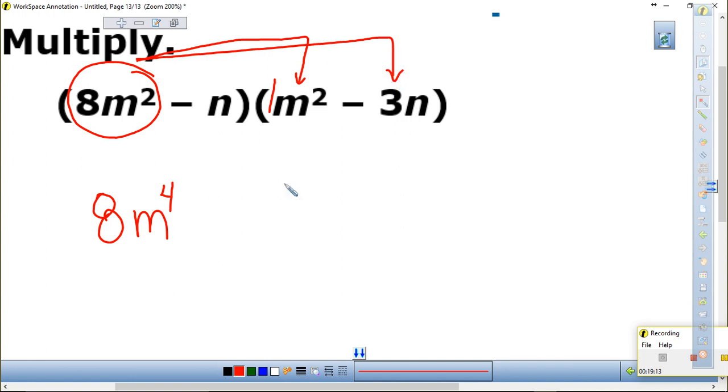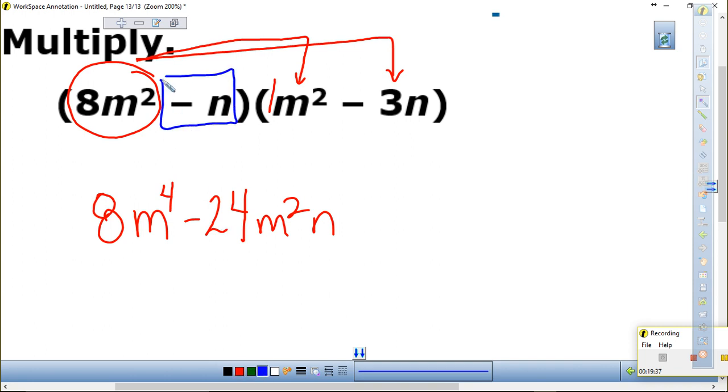What is 8 times negative 3? Negative 24. Are we there so far? M squared, is there another m over here? No, so we just write m squared. And is there another n? No, just write that one there. Did you ever see what I did right there? Okay, let's go to the second term.